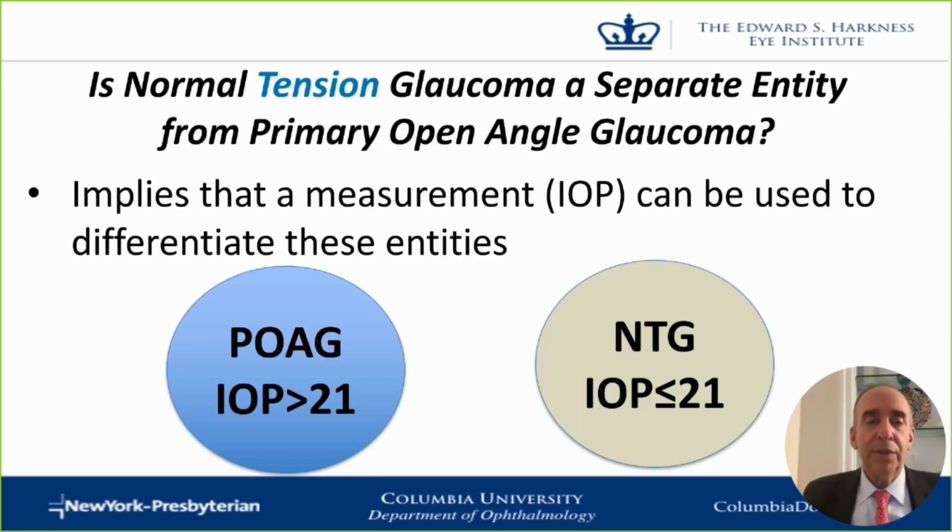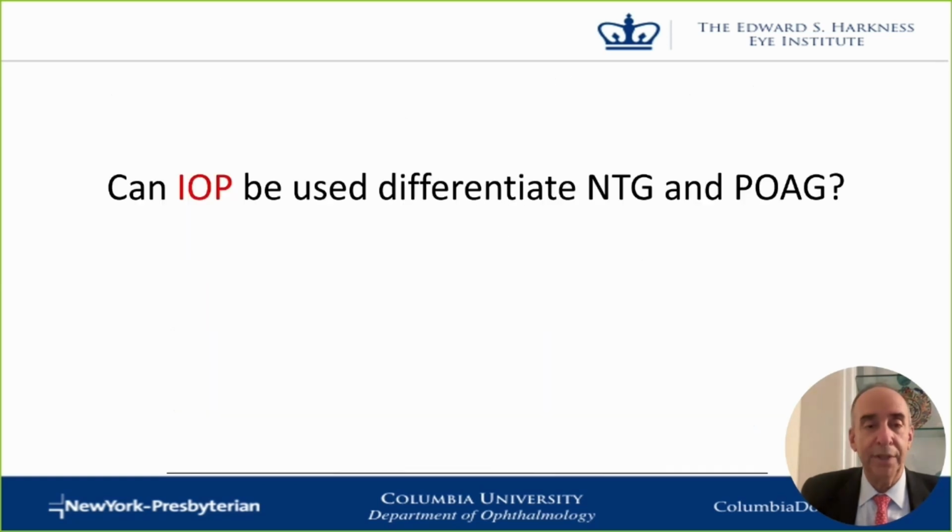So is it possible to separate normal tension glaucoma from primary open-angle glaucoma? The name itself, normal tension glaucoma, implies that a measurement, intraocular pressure, can be used to differentiate these two entities. Statistically, primary open-angle glaucoma was determined when an intraocular pressure was greater than 21 millimeters of mercury, and normal tension glaucoma was said to be present when the pressure was less than 21 millimeters of mercury. But can IOP be used to differentiate these two?